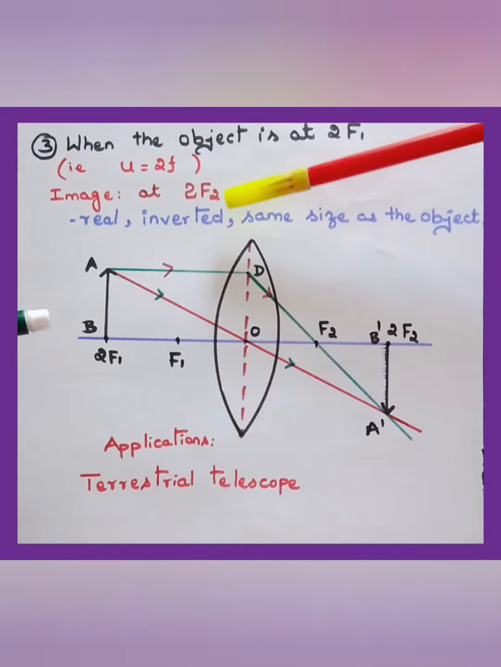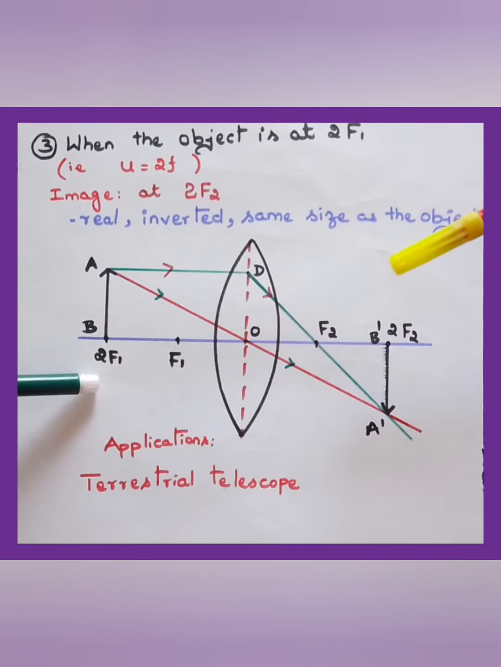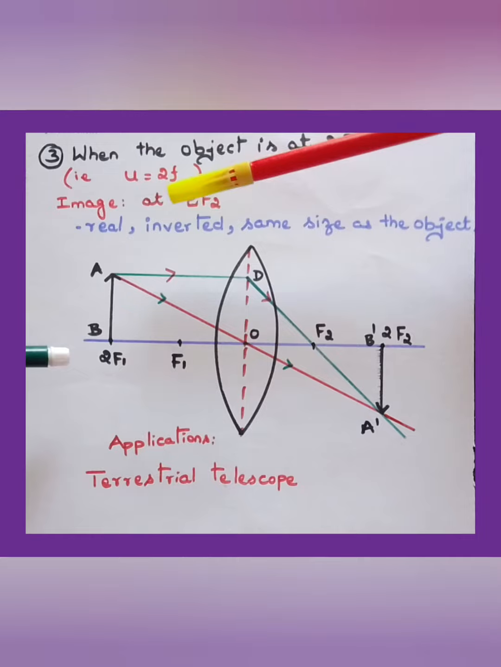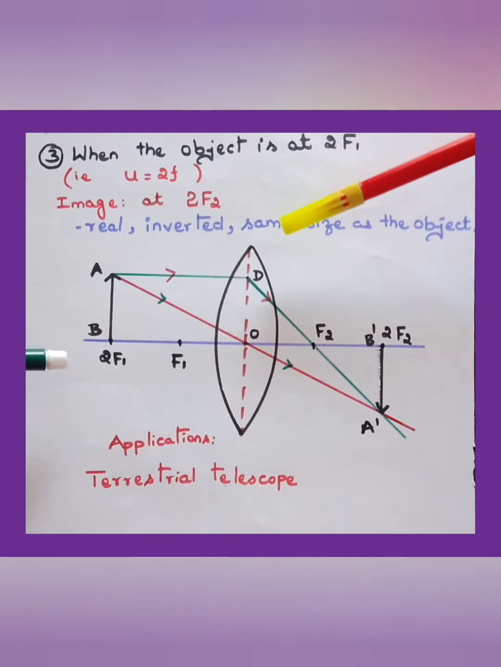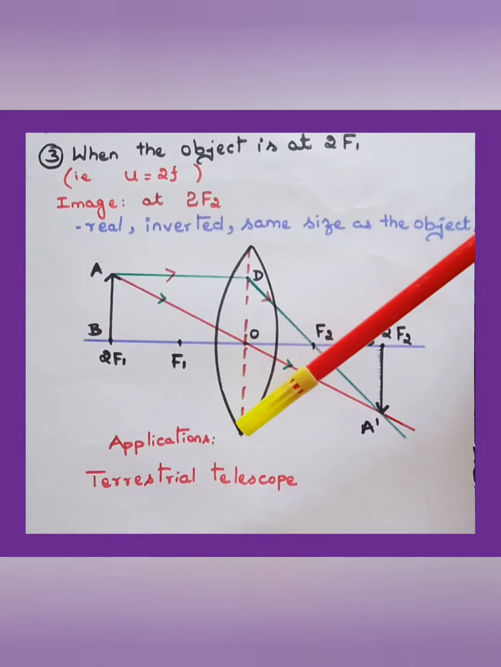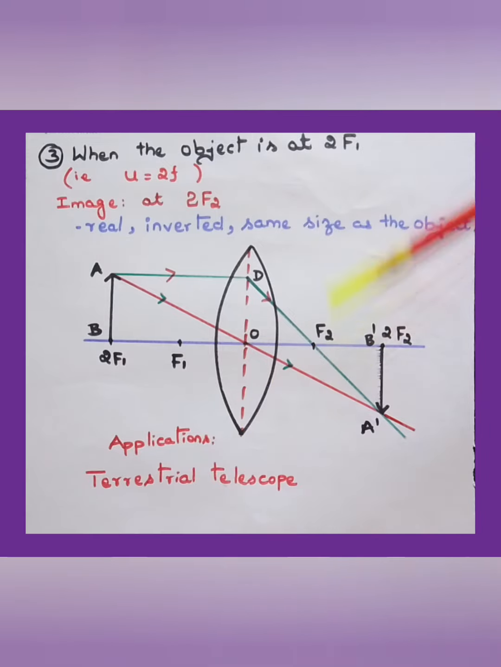And where is the image formed? When the object is at 2f1, the image is formed at 2f2. Okay, here is the image formed, 2f2. And the nature of the image is real, inverted, and the same size as the object. The application of this kind of arrangement is in terrestrial telescopes. They use it in terrestrial telescopes.